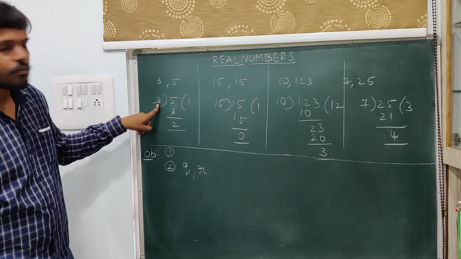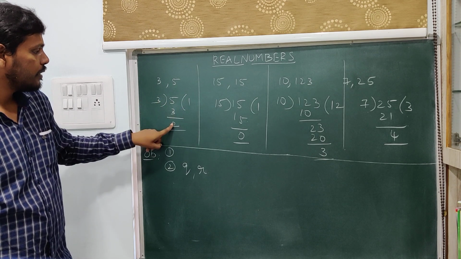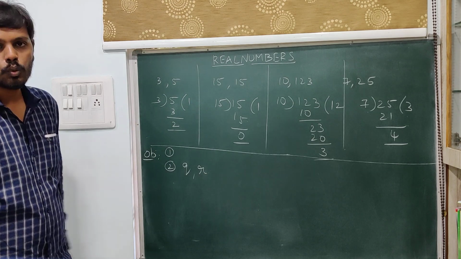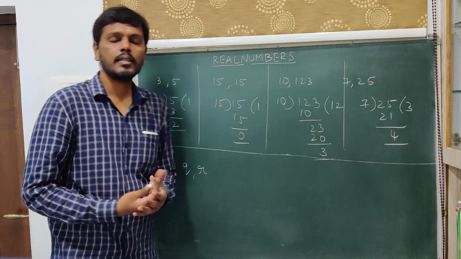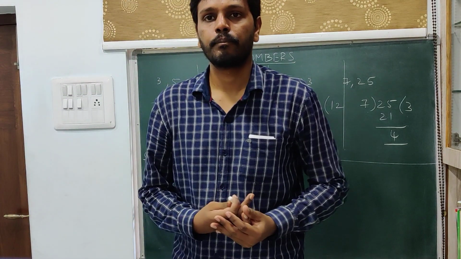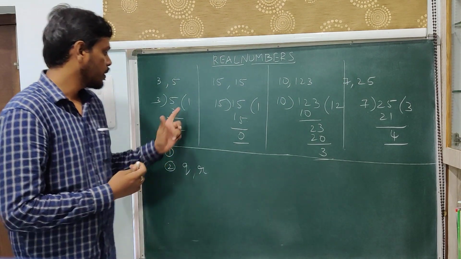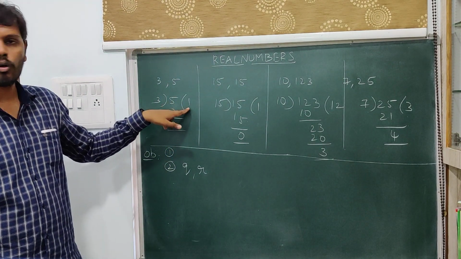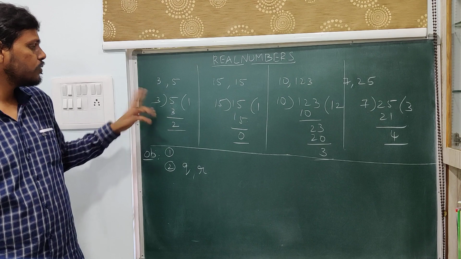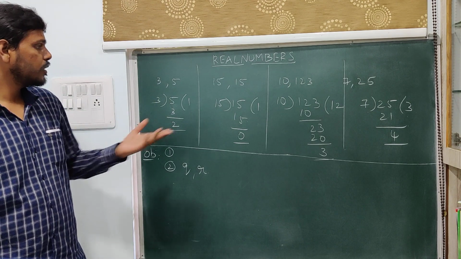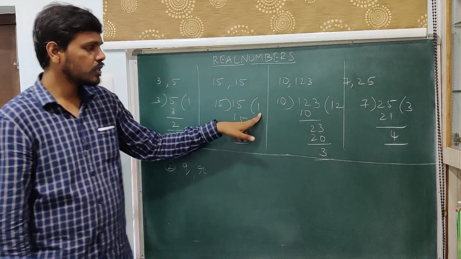When you divide 5 by 3, apart from 1 as quotient and 2 as remainder, do we get any other number as quotient and remainder? Of course not. In fact, the only quotient which you are going to get is 1 whenever you divide 5 by 3, and whenever you are dividing 15 by 15, the quotient is 1.